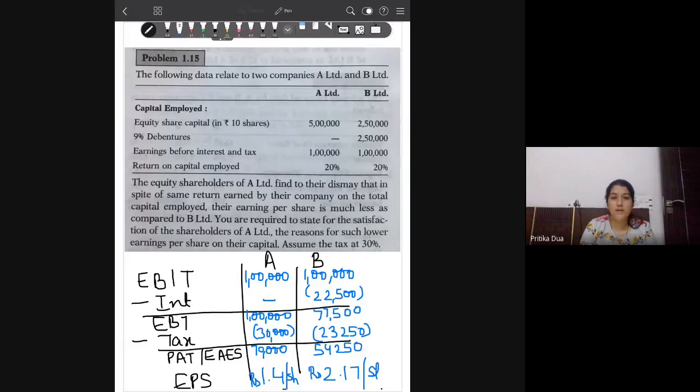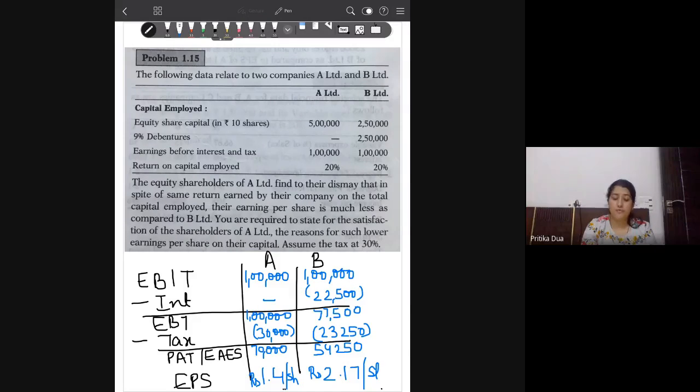Okay, and what is the reason behind this? What's the reason behind this? Yes, Garima, absolutely right. It is the judicious use of debt by B Limited, or financial leverage, or a better term is trading on equity by B Limited, which is leading to enhanced EPS for the shareholders of company B.